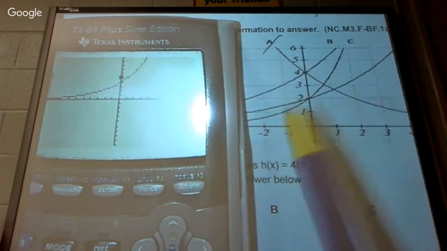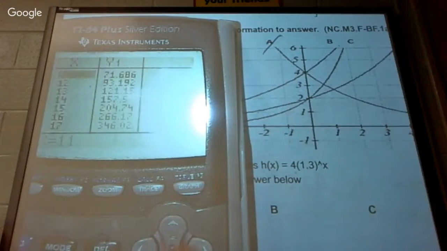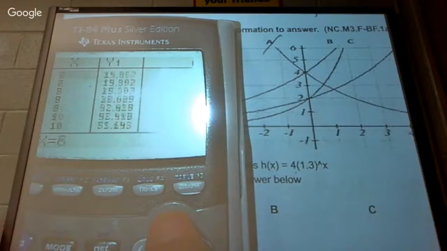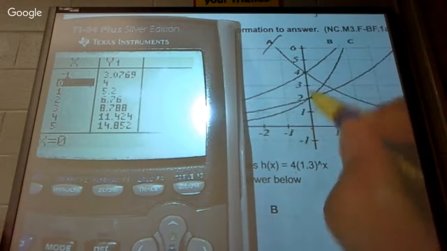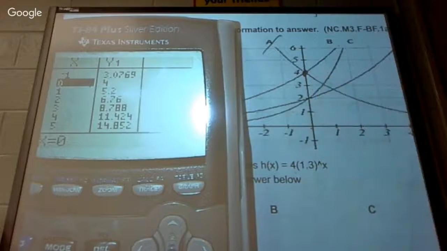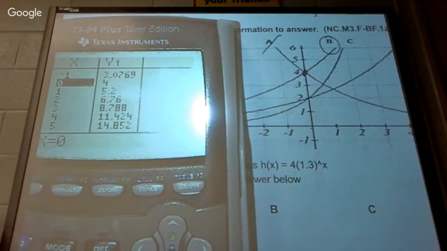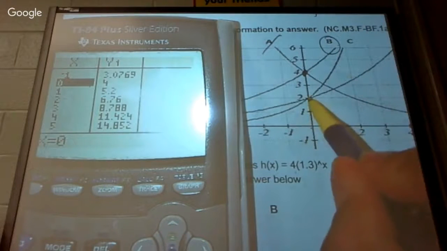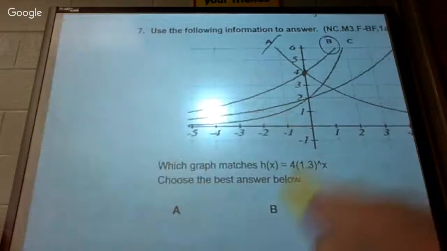The key for this is to look where the graph intersects. If we go to second table, the y-intercept is 4, the point (0, 4), and the graph goes through that dot. So B has to be the answer. C and D go through 2. I would just match up ordered pairs with my table. So B is the answer.